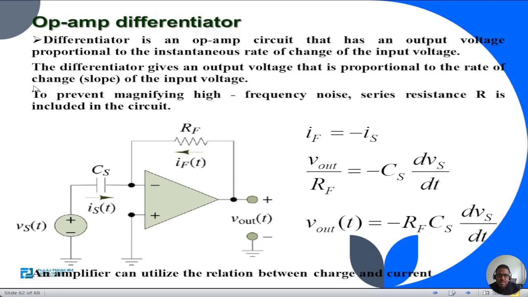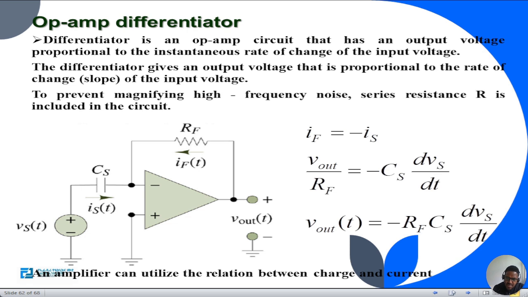Hello everyone. Today's class is about the op-amp differentiator. An op-amp differentiator is an op-amp circuit that has an output voltage proportional to the instantaneous rate of change of the input voltage. The differentiator gives an output voltage that is proportional to the rate of change or slope of the input voltage. To prevent magnifying high frequency noise, a series resistance R is included in the circuit. Our feedback of the op-amp is a resistance, and the applied voltage goes through the capacitor.